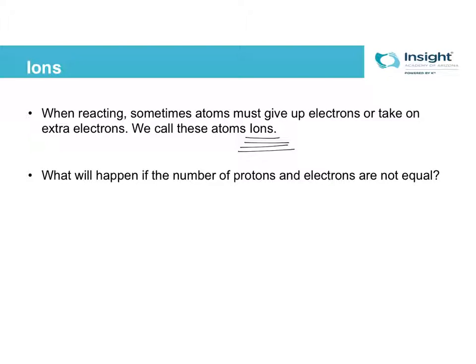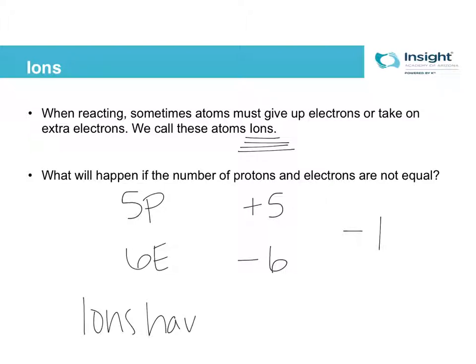So, what do you think happens to your atom if the protons and electrons are not equal in number? Let's say that we have 5 protons but 6 electrons. What's going to happen to that atom? You can think of this as being plus 5 and negative 6. If you combine those together, is that atom still going to be neutral? No, it's going to be negative 1. So ions have a charge, or they are not neutral.